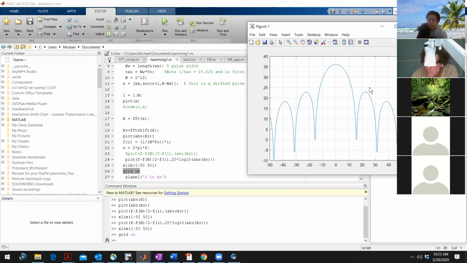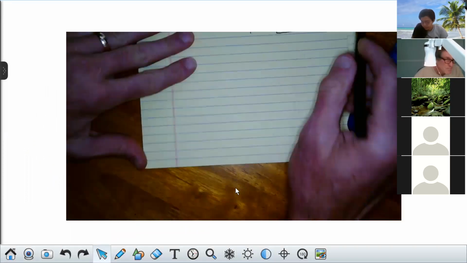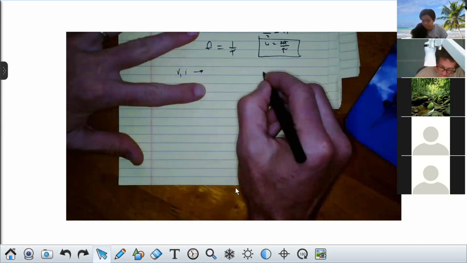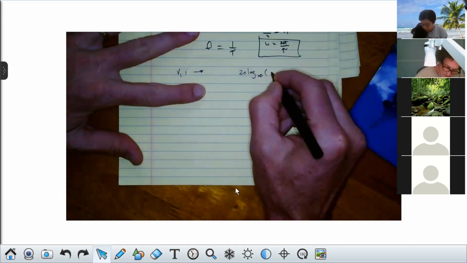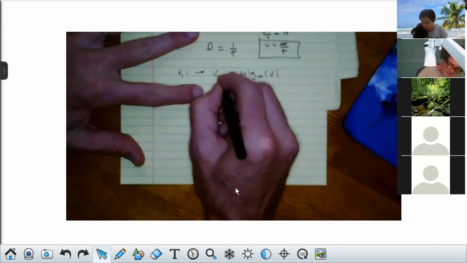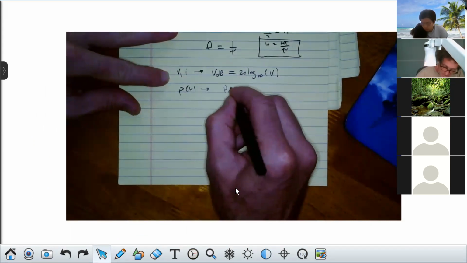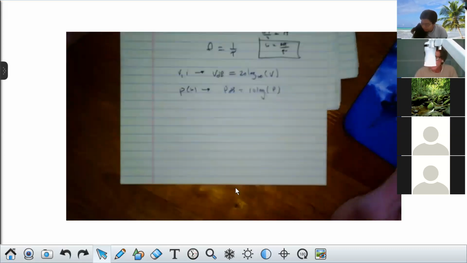Could you explain what dB is again? Yeah. When we talk about decibels, dB, what we do is this: if it's a voltage or a current, then 20 times the log base 10 of whatever, V or I, will be V in dB. If it's power in watts, then P in dB will be equal to 10 times the log of the power. This is just standard practice.